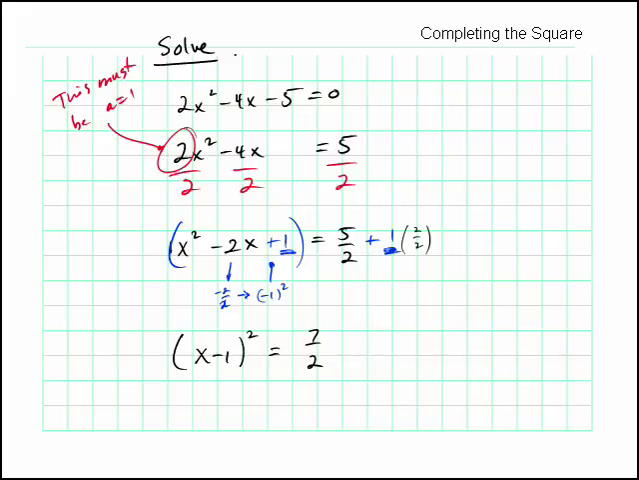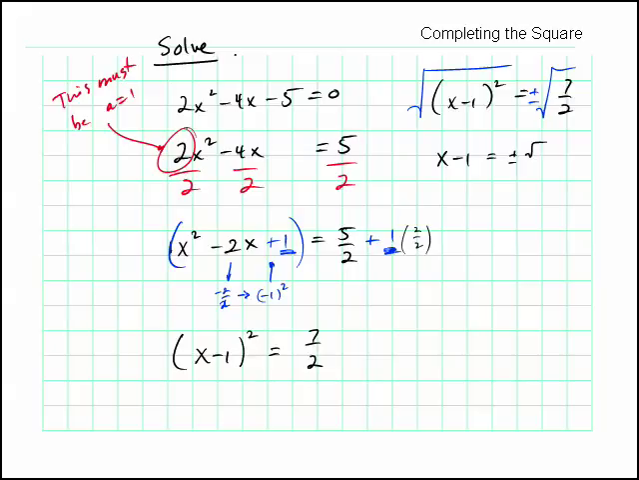I've completed the square. I can now take the square root of both sides. Here we go, square root of both sides. Plus or minus sign. X minus 1 equals plus or minus, let's fix that, square root 7 over 2.